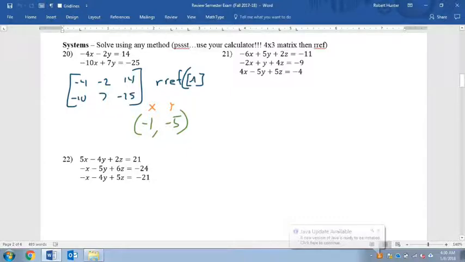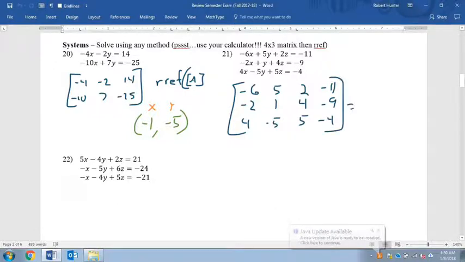Okay, so number 21, first things first, you got to make sure they're in order. My x's are in a row, then my y's, then my z's, then my answers. So build your matrix: -6, 5, 2, -11, -2, 4, 1, 4, -9, 4, 5, -5, 5, -4. Stick it in your calculator and go.